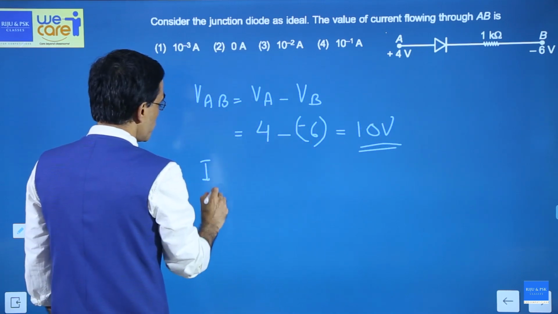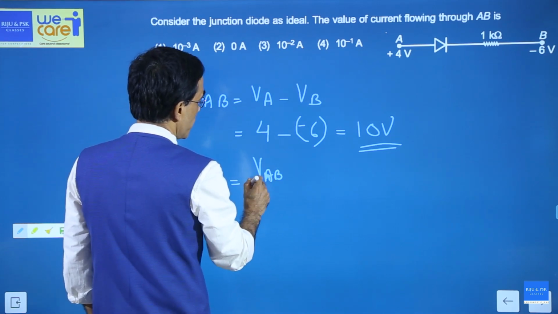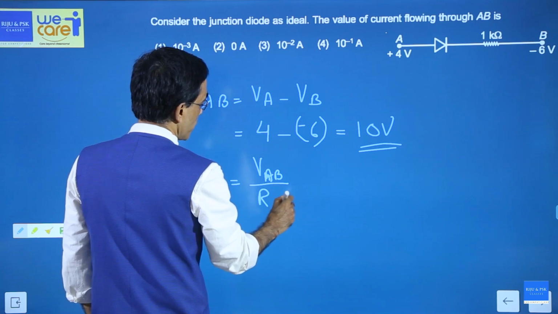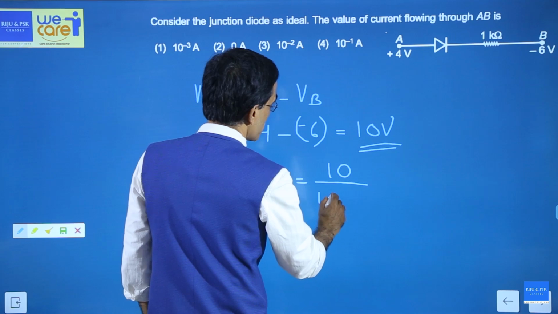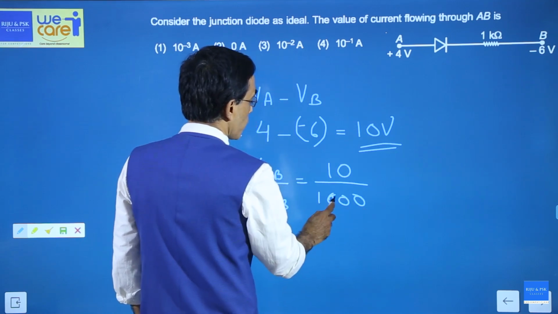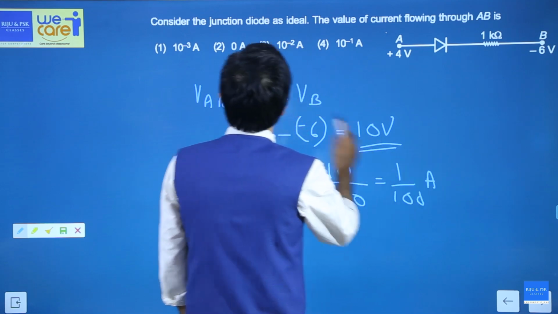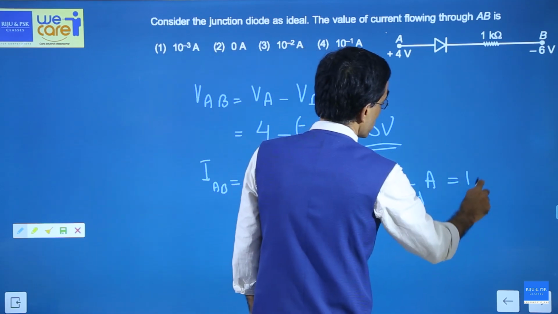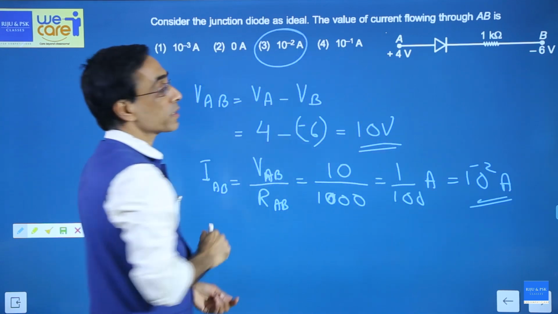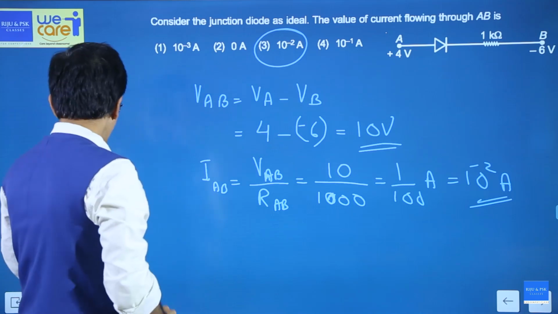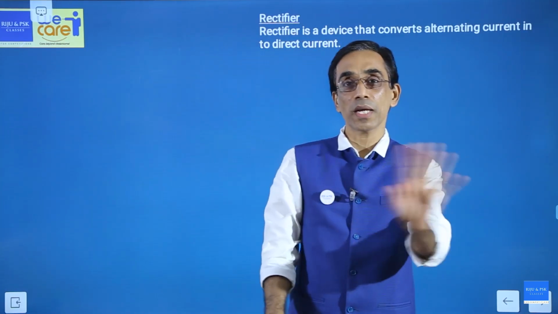And what is the current through AB? Current through AB is nothing but potential difference between AB divided by resistance between A and B. And that is nothing but 10 divided by 1K, means 1000. So this will give you 1 by 100 ampere. And look at the option, it's all written as power of 10. So this is 10 to the power minus 2 ampere. Option 3. I am sure that with this many questions done, the concept of forward and reverse bias is clear now.